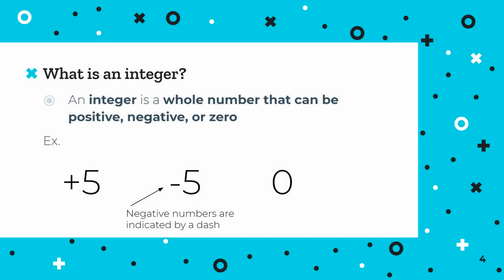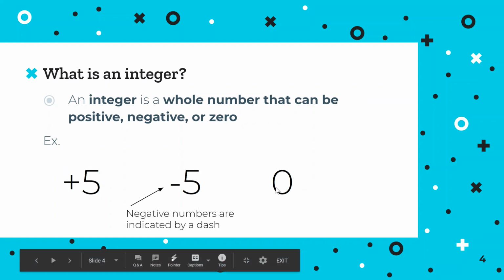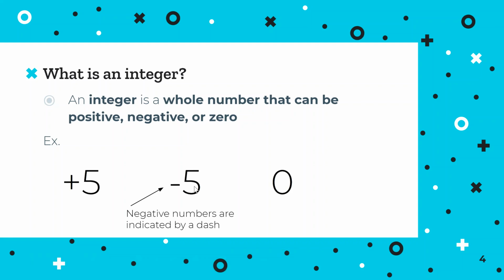So, what is an integer? An integer is a whole number that can be positive, negative, or 0. Down here I've included 3 different numbers, also considered integers. To the left we have positive 5, which I denoted using a positive sign, but you don't necessarily need it. We have negative numbers, which are shown by this dash. If you see a dash in front of a number, you know it's negative. And so all 3 of these numbers are considered integers.